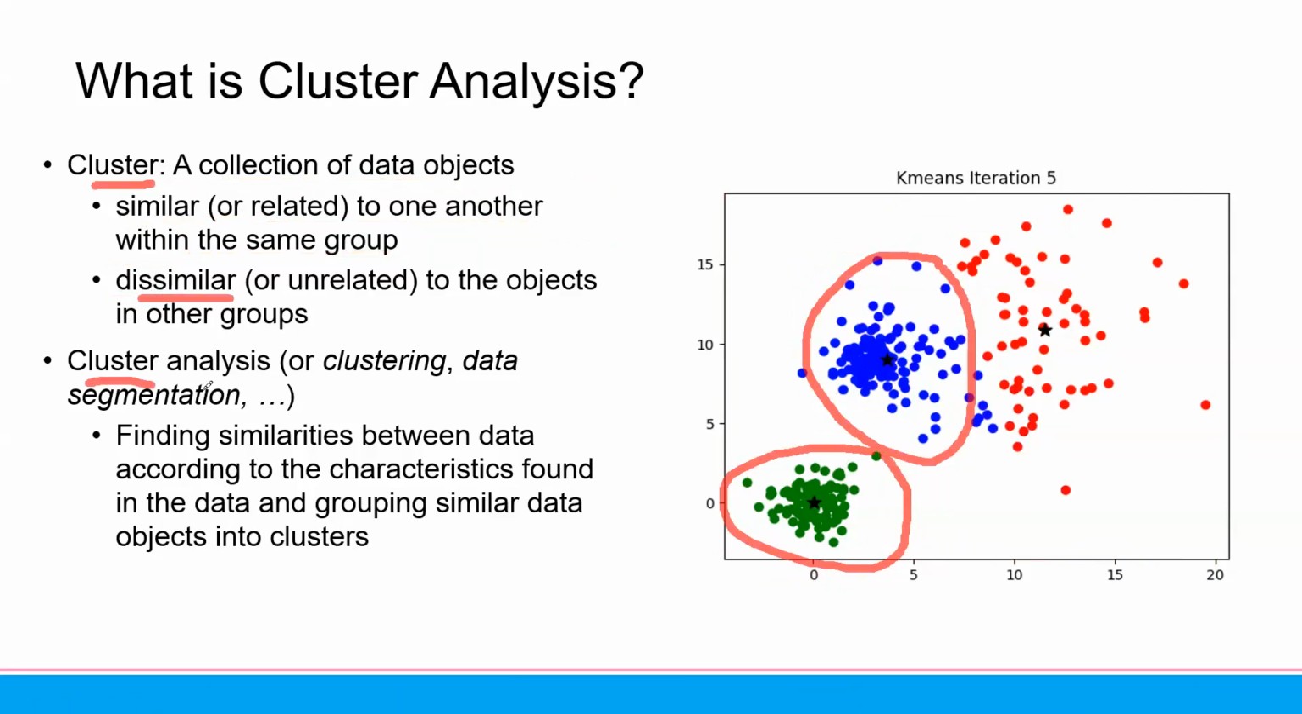In a cluster analysis, sometimes you will see the word clustering, or sometimes you can see data segmentation. It means finding similarities between data according to the characteristics found in the data and grouping similar data objects into clusters.